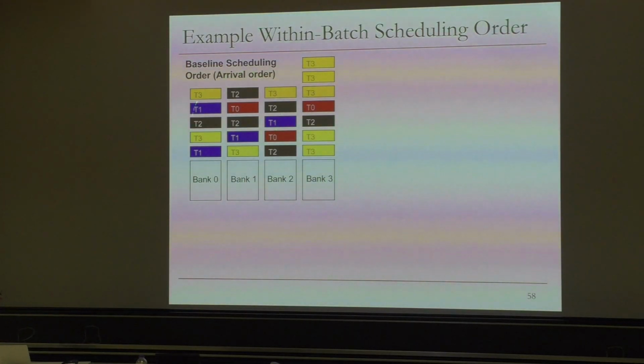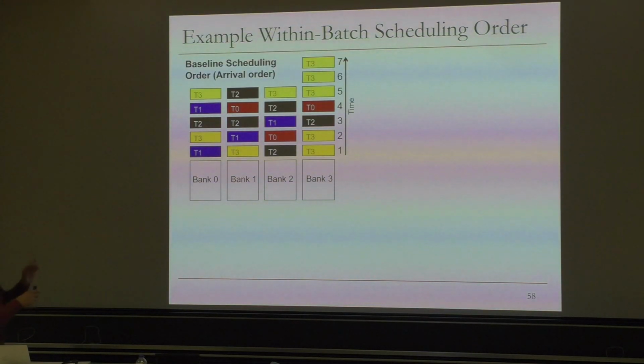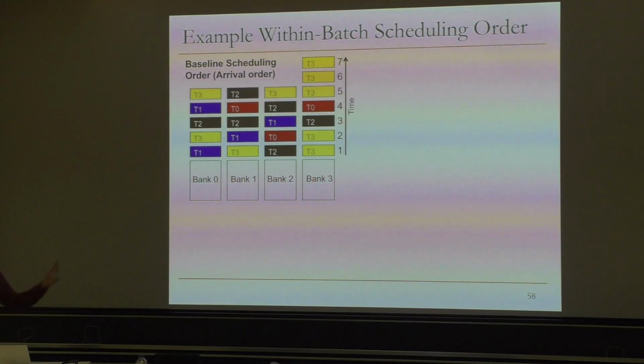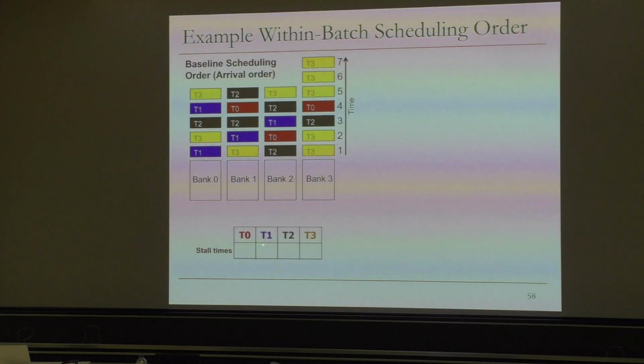So this is our baseline scheduling order. Assume that that's our arrival order, because we're ignoring the row buffer. We're just doing first come, first serve over here. Let's take a look at how much each thread stalls. And I'm going to assign some time units over here. Clearly I'm ignoring some additional penalties over here, but this gives you a very good first order estimate of how long things will take. We're going to compute the stall times of thread 0, thread 1, thread 2, and thread 3. And this is very easy.